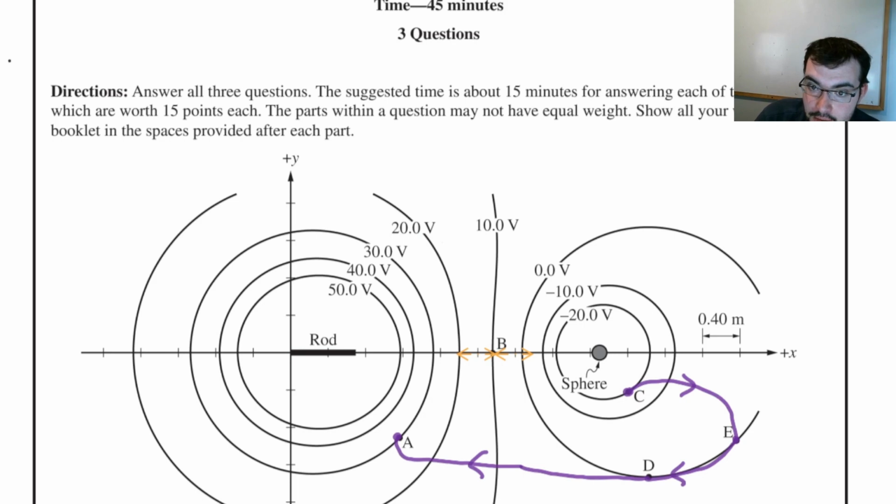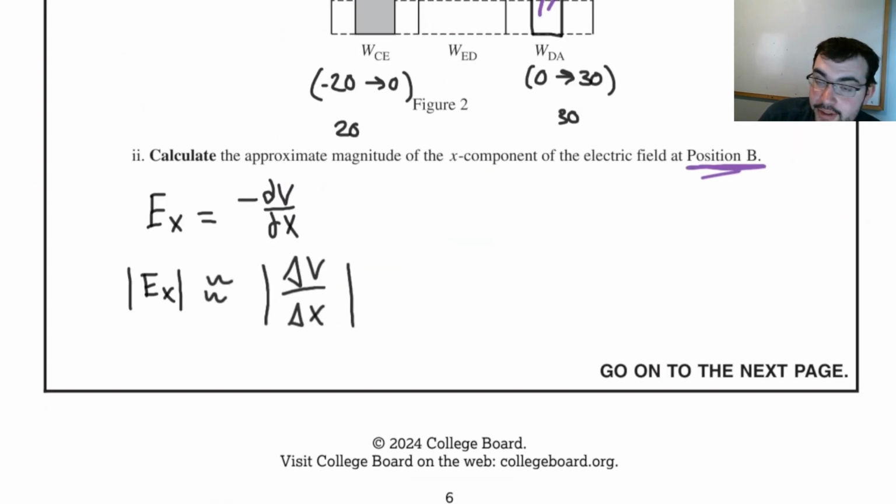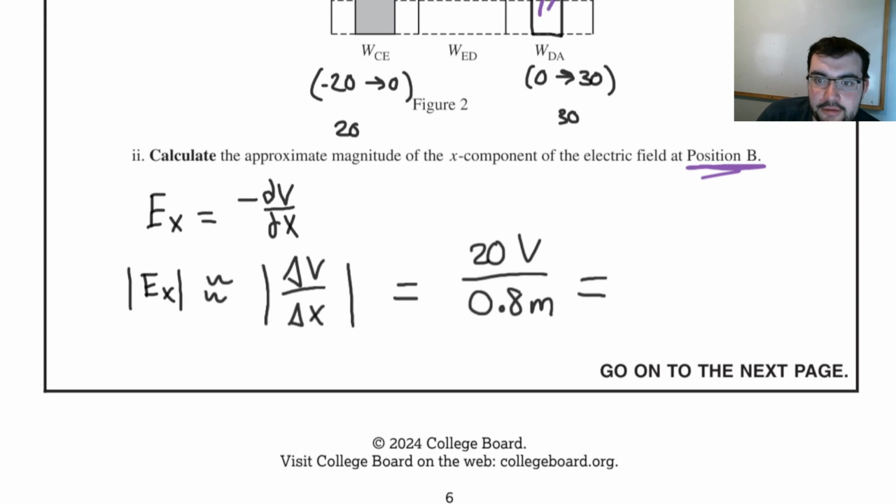So that's roughly 0.8 meters, and the delta V is approximate. Well, the delta V is 20 volts. So if we go back over here, we got a 20 volt change, and that's occurring over a 0.8 meter distance. So the rough magnitude of that is going to be roughly 25 volts per meter, or Newton per Coulomb, same unit.